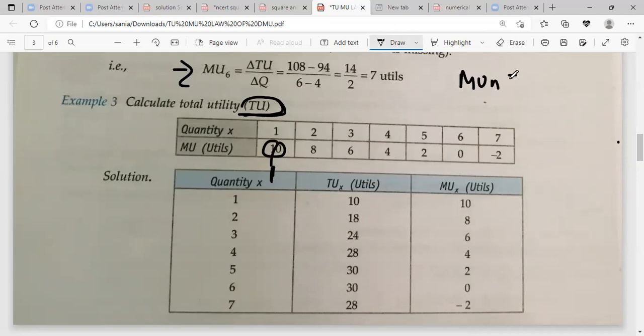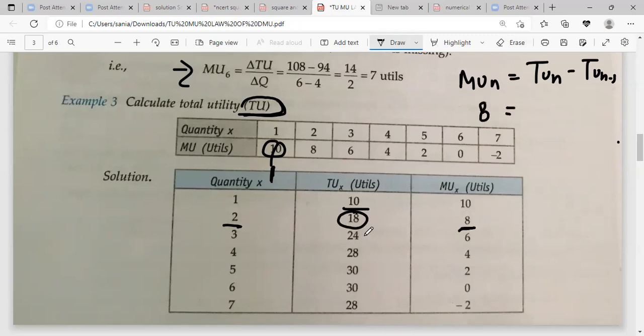But for example, you have to find TU2 minus TU1. So the first one you already know, it will always be 10. So no need to find MU. Okay, let's find the second one. Your MU2 is 8.